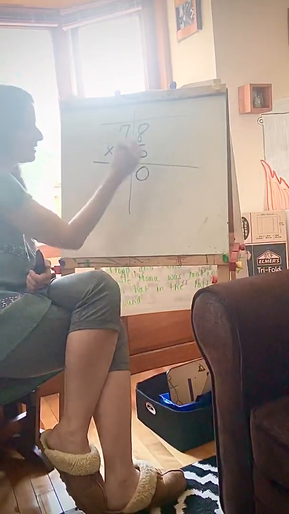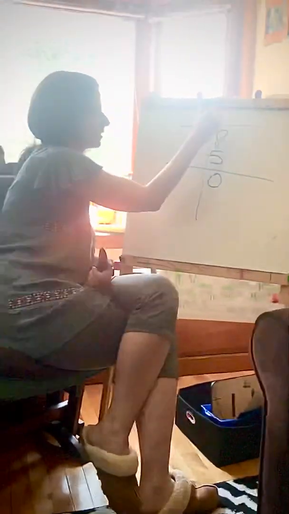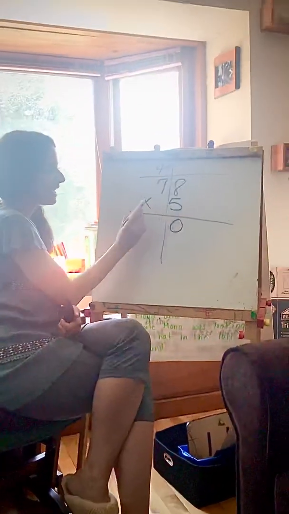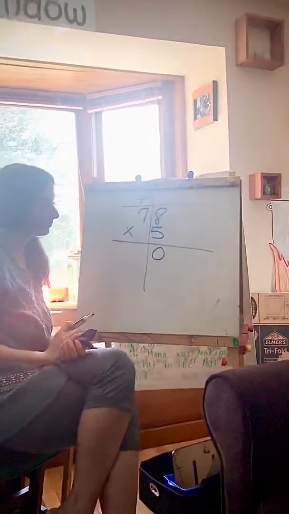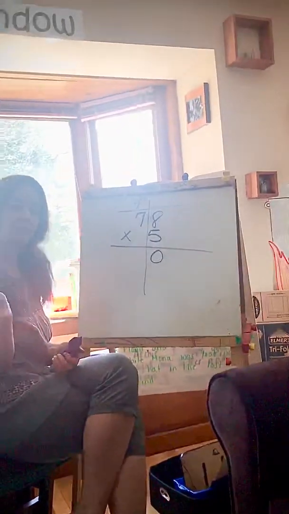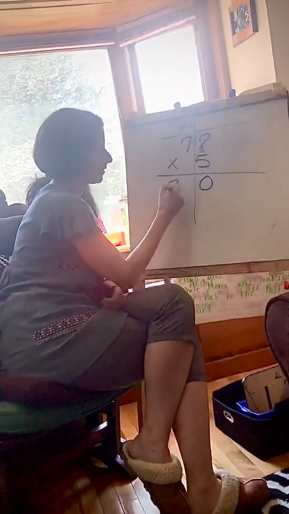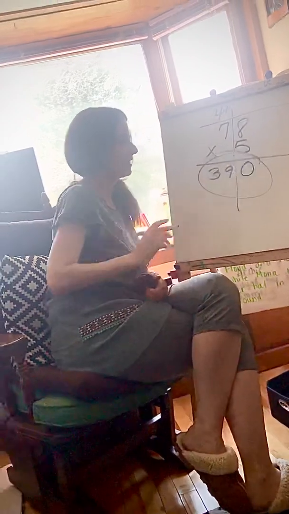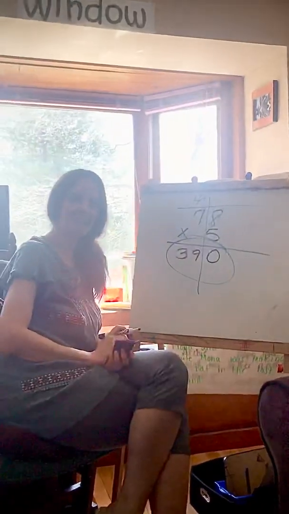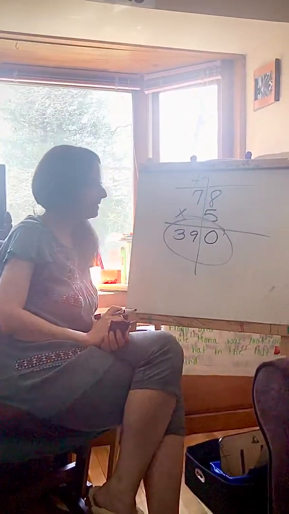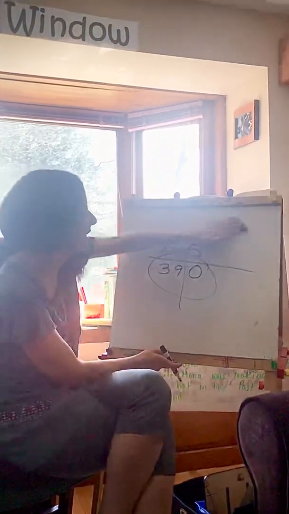Put the ones, carry up the tens, which means you're going to plus it. 5 times the 7, which is 35, plus the 4, 39, 390.